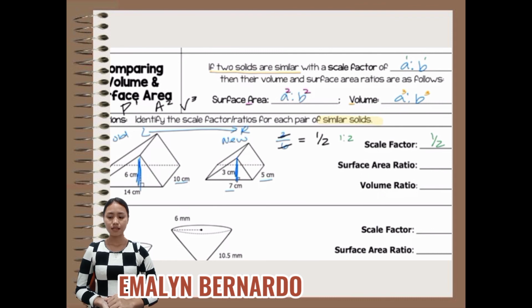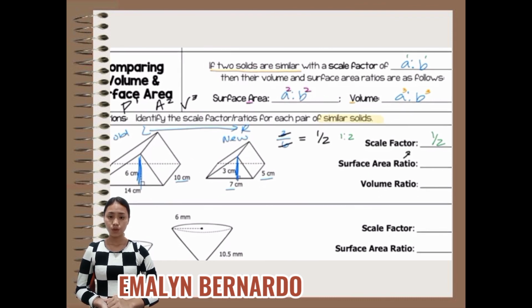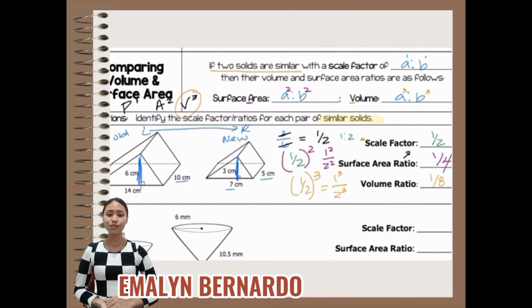So we're going to square this. We have 1:2 here, and we can also have 1/2. We're going to square the entire thing, so all of these are squared. In other words, you're going to do 1 squared over 2 squared equals 1/4. Next, you're going to find the volume. So you're going to use the power of 3: 1 cubed over 2 cubed. 1 times 1 times 1 is equal to 1. 2 times 2 times 2 is equal to 8. So the answer is 1/8.